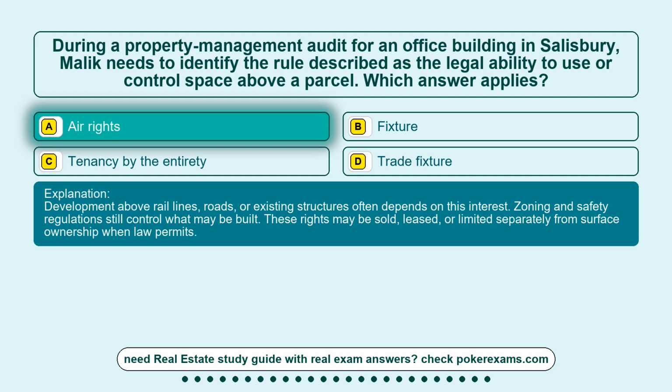Development above rail lines, roads, or existing structures often depends on this interest. Zoning and safety regulations still control what may be built. These rights may be sold, leased, or limited separately from surface ownership when law permits.